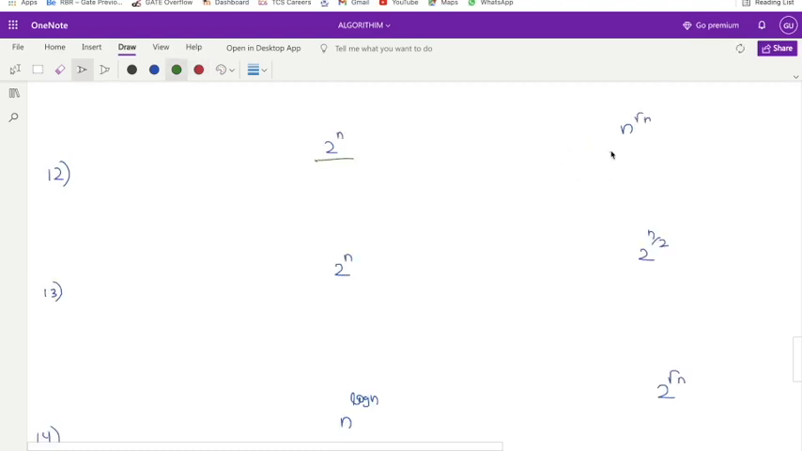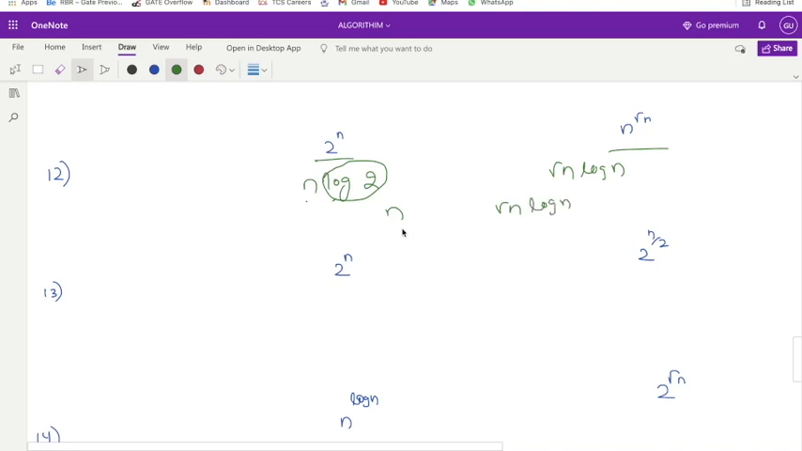This is 2 power n and this is n power root n. So using the same technique you can solve that. After applying logarithm both sides, I will be getting n log 2. Here I will be getting root n log n, right? So here you can see that this part is the constant term. Here I am getting n and here I am getting root n log n.